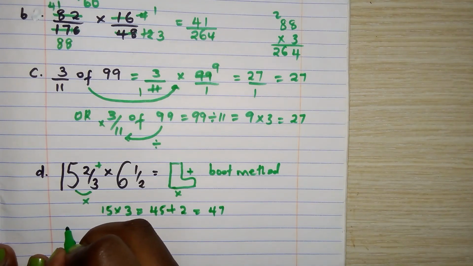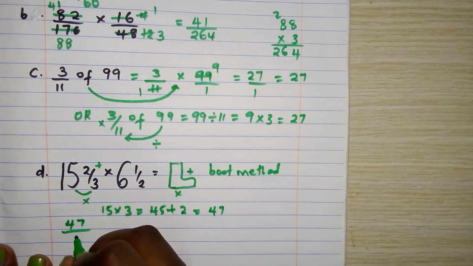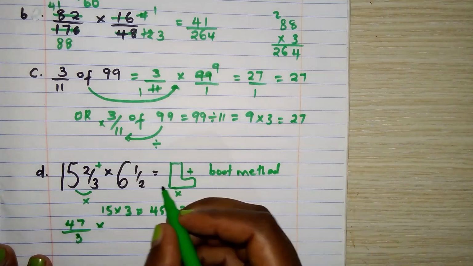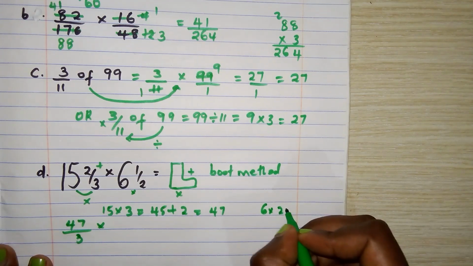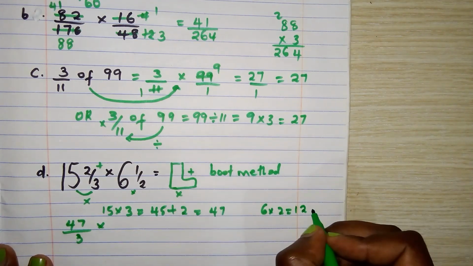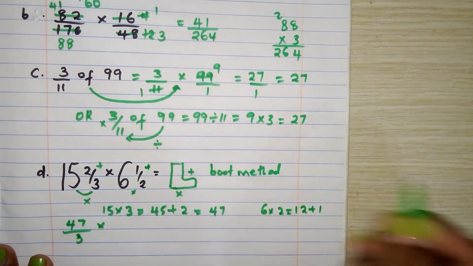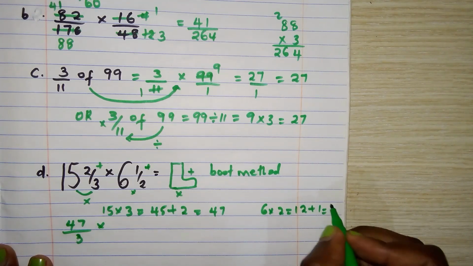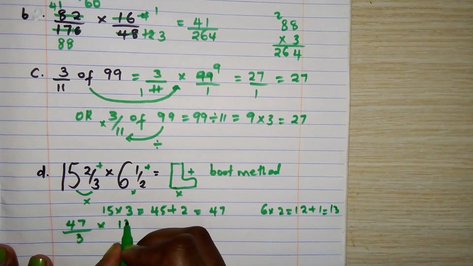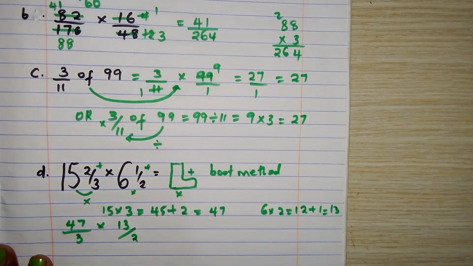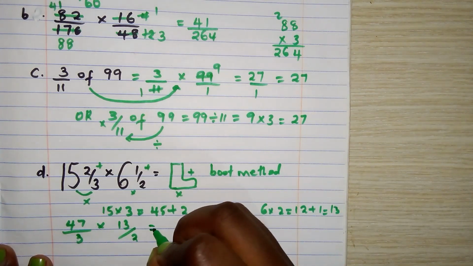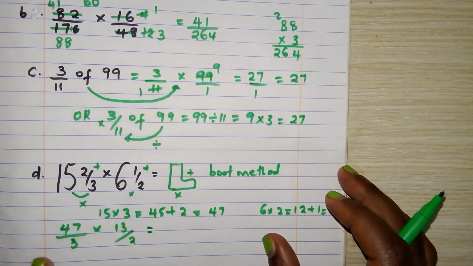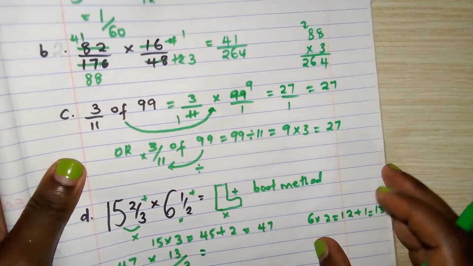So the first fraction will be 47 all over 3. Times 6 times 2, 6 times 2 equals 12, and then plus 1 using the boot method. So that gives us 13. So times 13 all over 2. So 47, 3, 13, and 2, there's no common factor. So here you go ahead and you multiply 47 times 13.